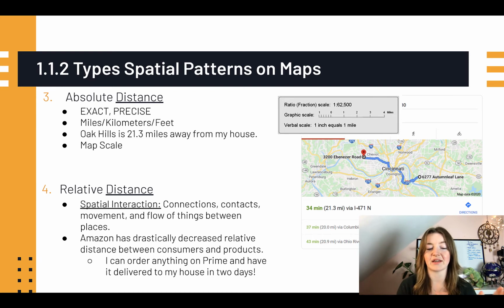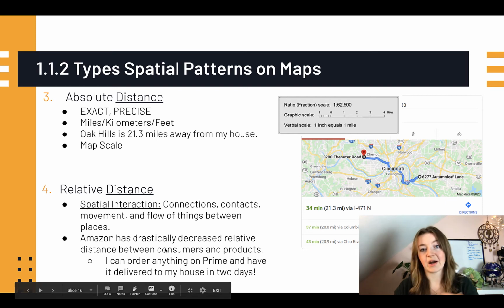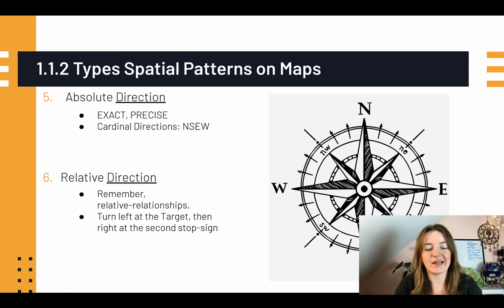So they're not exactly the same thing, but they're closely related. And basically it's saying that having these things, having technologies, having these interactions, they become relatively shorter or relatively longer. So Amazon has drastically decreased relative distance between consumers and products. So I can order anything and basically have it at my house within 2 days. If it's coming from Kent, I have it here the next day, right? So it's not far.